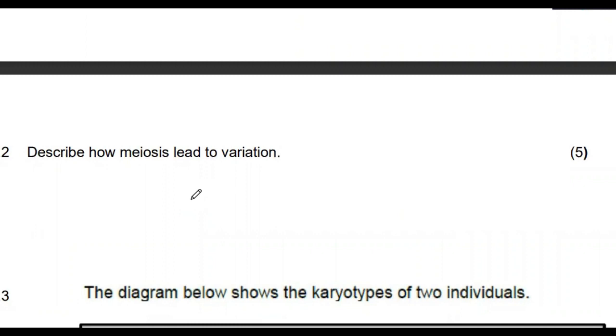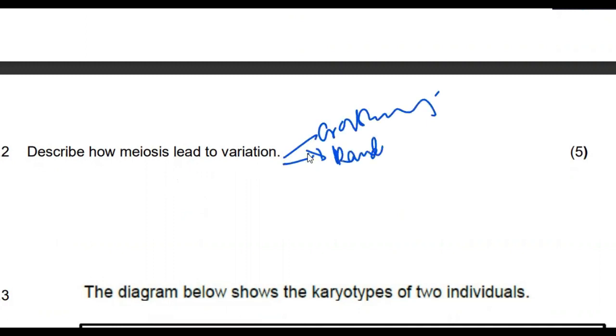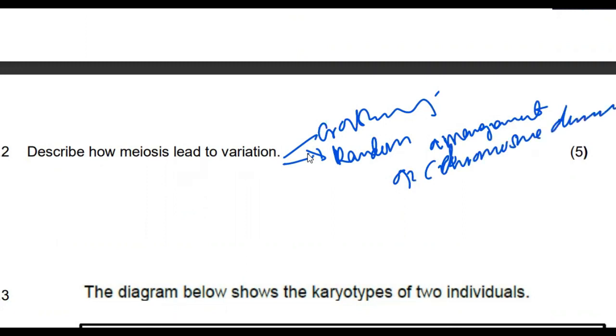Describe how meiosis leads to genetic variation. So now here you are talking about only processes which talk about genetic variation. Here you talk about crossing over. So you describe crossing over. Then you talk about the random arrangement of chromosomes during metaphase. Yes, so basically that's what you need to explain. It can lead to genetic variation.